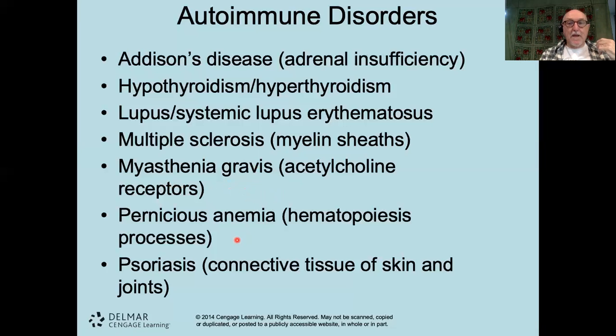Pernicious anemia is an autoimmune attack on the processes which produce all our blood cells, especially the red blood cells in the red marrow of the bone. So often it's an immune attack against the stem cells that produce all the blood cells.